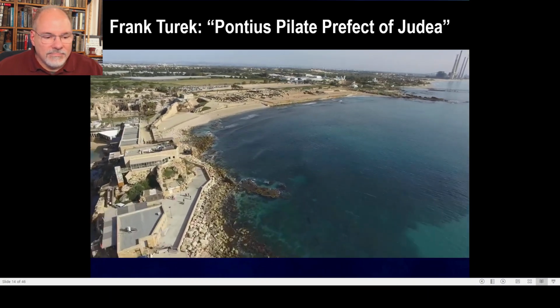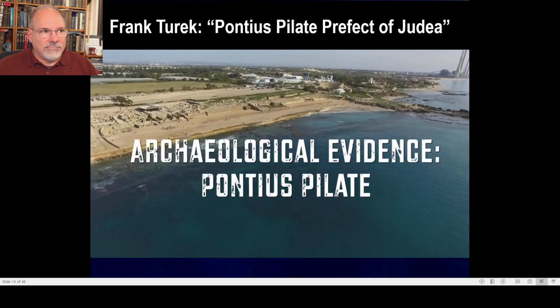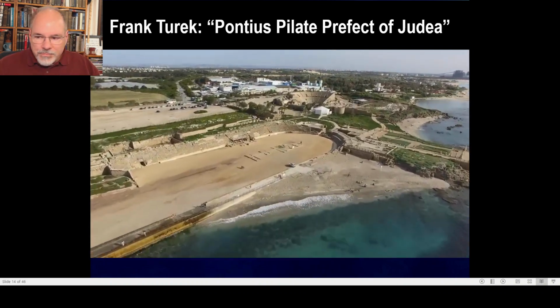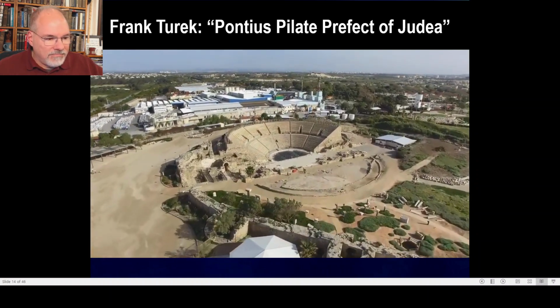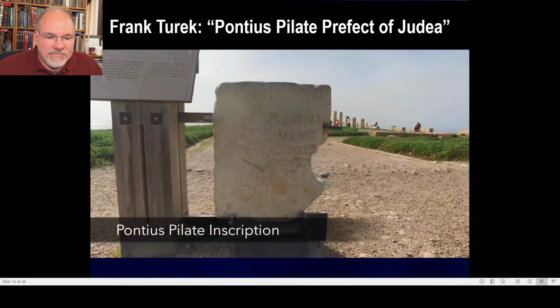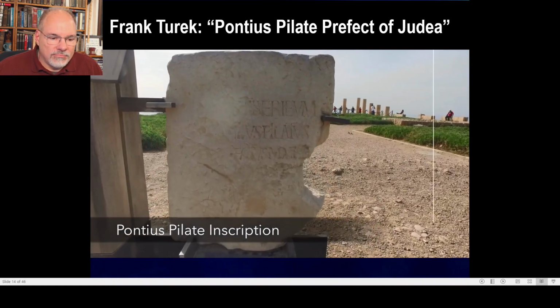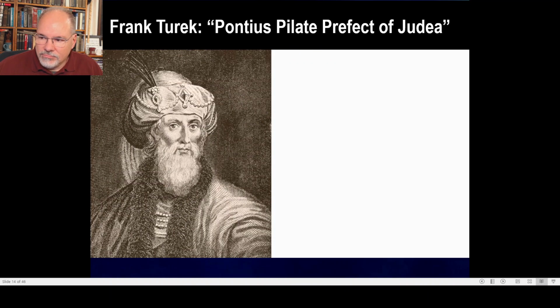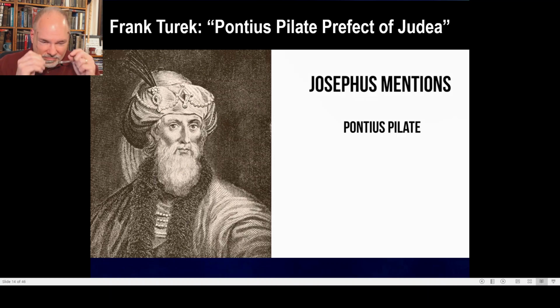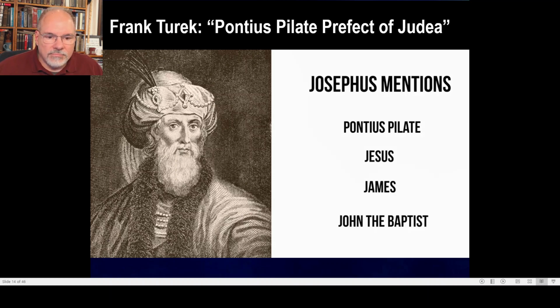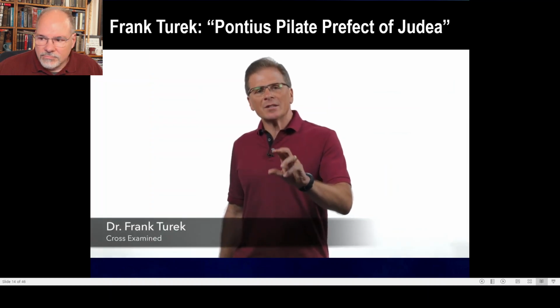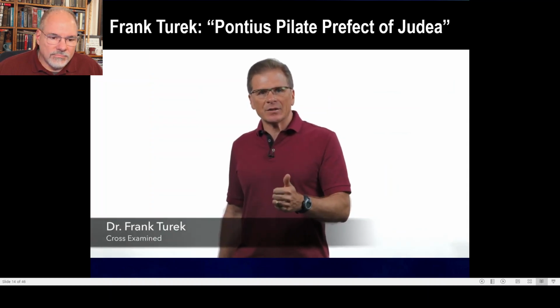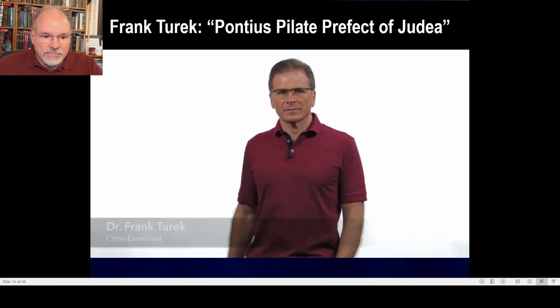Another biblical character we know who existed via archaeology is Pontius Pilate. In 1961, in the coastal town of Caesarea in northern Israel, a stone was discovered which says Pontius Pilate, prefect of Judea. We not only know he existed from this stone, but Josephus, the Jewish historian who lived from 37 AD to about 100 AD, mentions Pontius Pilate in his writings. He also mentions Jesus. He also mentions James and John the Baptist and some other characters in the Bible. We know these people actually existed from archaeology, some of them, and also from writers like Josephus.